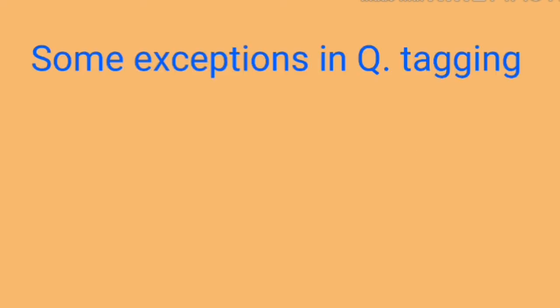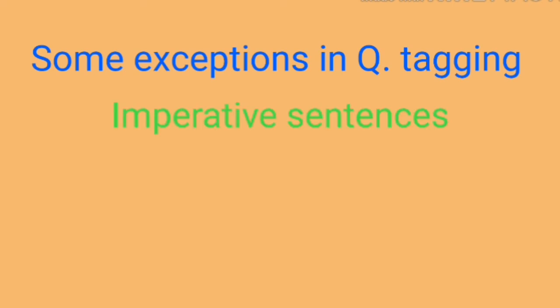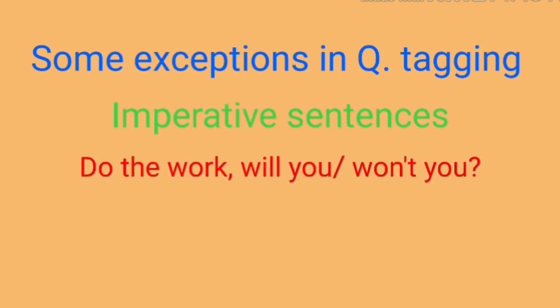Now it's time for a couple of exceptions that we have to follow in question tags. Whenever we have an imperative sentence, we all know that the subject is silent there. Like "do it" means "you do it," but we never pronounce it, so we have to keep it like that. So if I say "Do the work," the question tag becomes "will you," or you can similarly say "won't you." Do the work, will you or won't you?